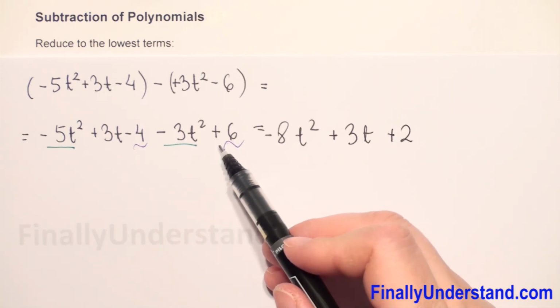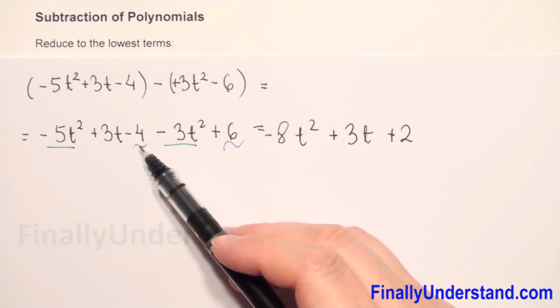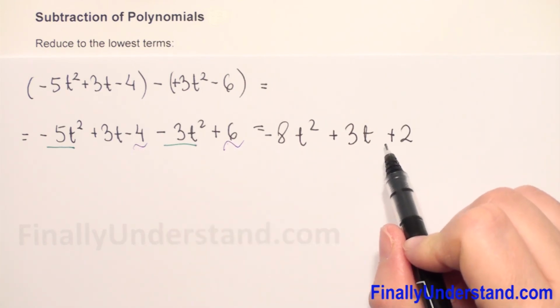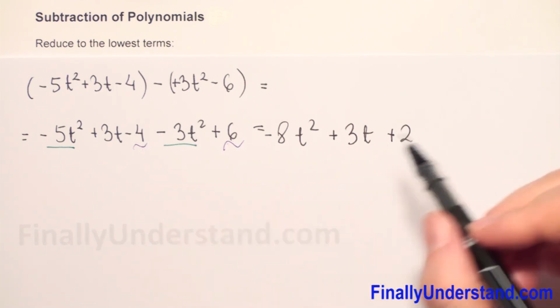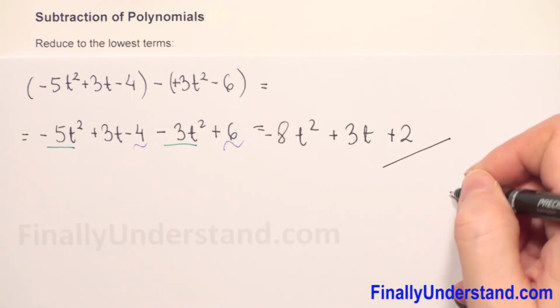We keep the sign of the greater number. 6 is greater than 4, so we have positive, and 6 minus 4 is 2. This is my solution.